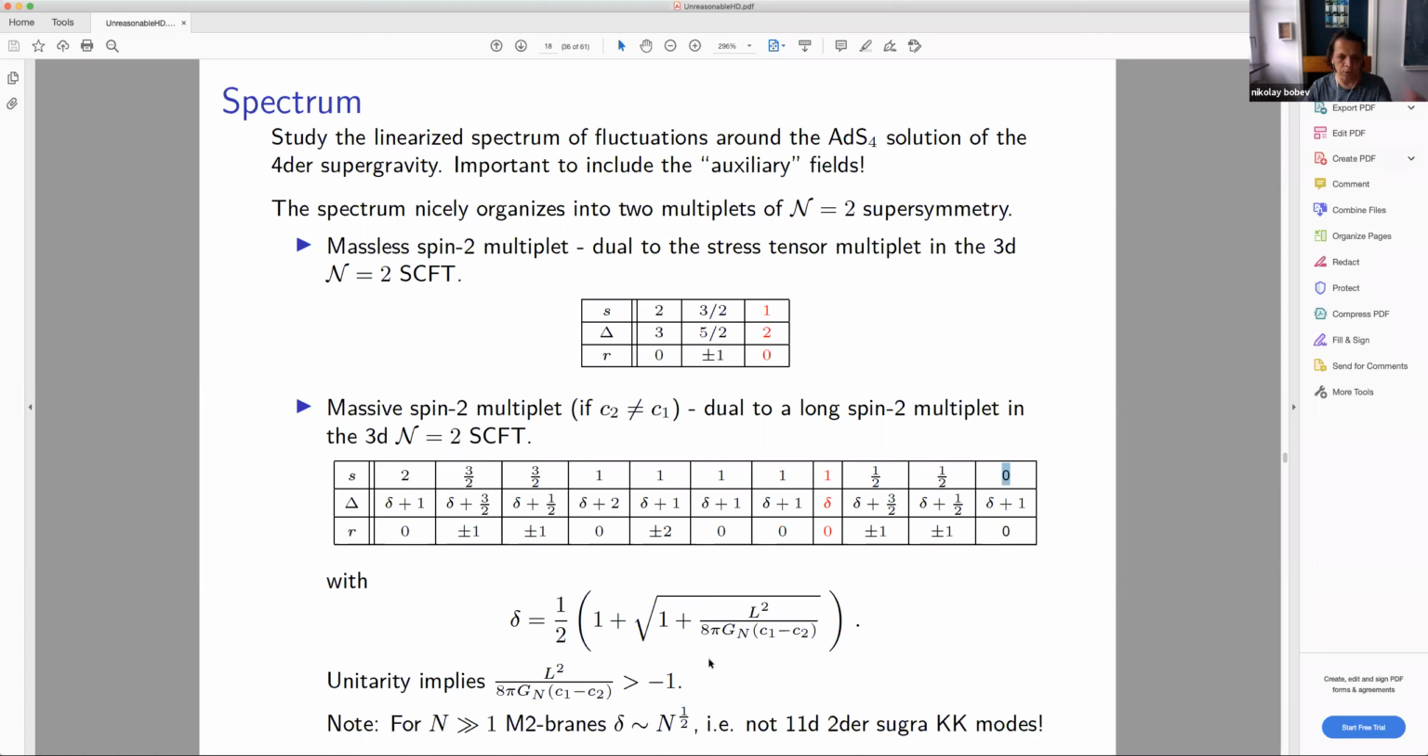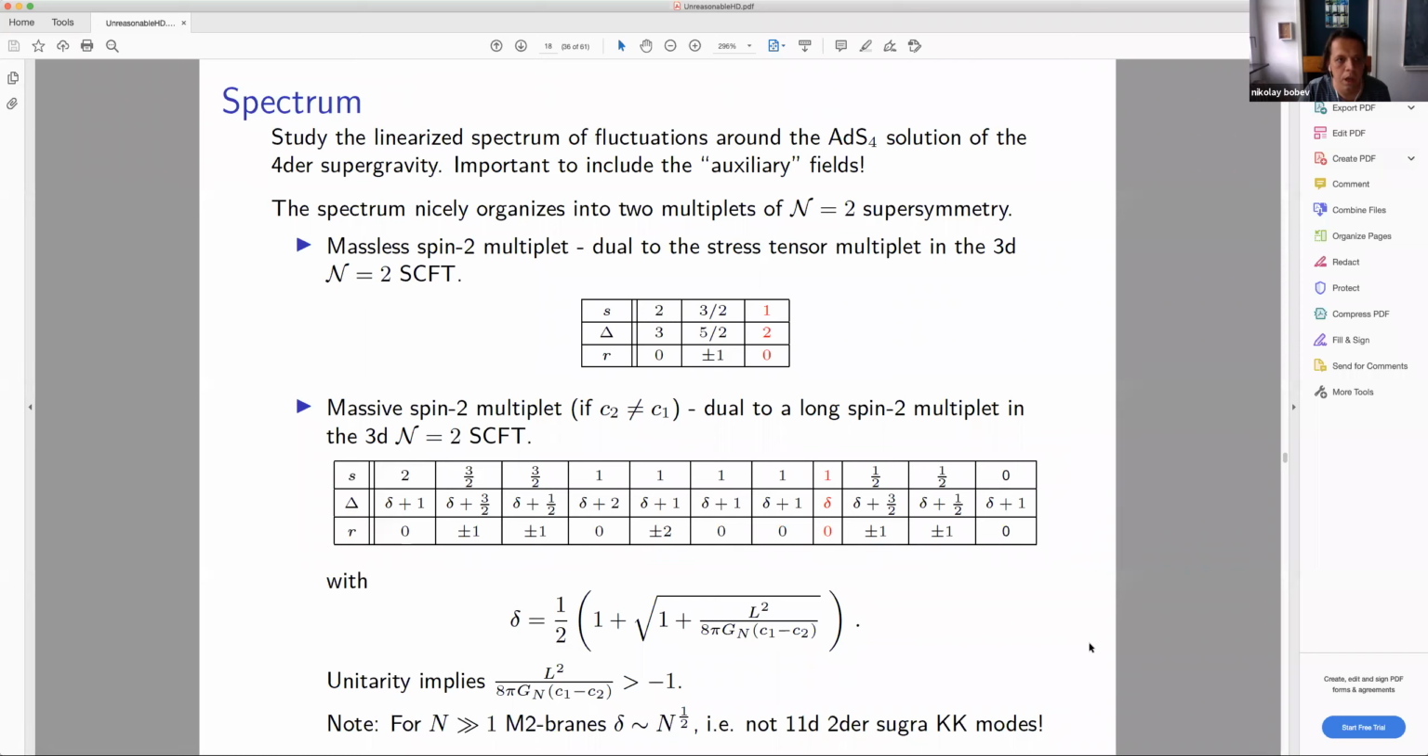Just to give you a preview of what this implies for ABJM and related models: if you take M2 branes and if N is large, the operators in this multiplet will have dimensions that scale as N to the power 1/2. So these are not going to be the usual Kaluza-Klein modes coming from the reduction of 11D supergravity on an Einstein manifold. These will be some higher derivative Kaluza-Klein modes, which to the best of my knowledge have not been studied at all.